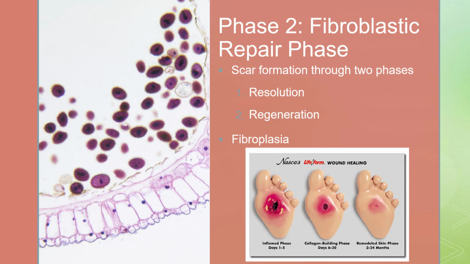Phase 2, the fibroblastic or repair phase. The proliferation phase occurs from days 3 to 21. During this phase, development of new blood vessels, or angiogenesis, occurs. The scar formation occurs through two phases: resolution, in which little tissue is damaged and normal tissue restoration occurs, and regeneration, which is replacement of tissue by the same tissue. Fibrous tissue formation, or fibroplasia, can also occur, and the generation of new epithelial cells, or reepithelialization, occurs. Complaints of pain and tenderness gradually subside during this period.